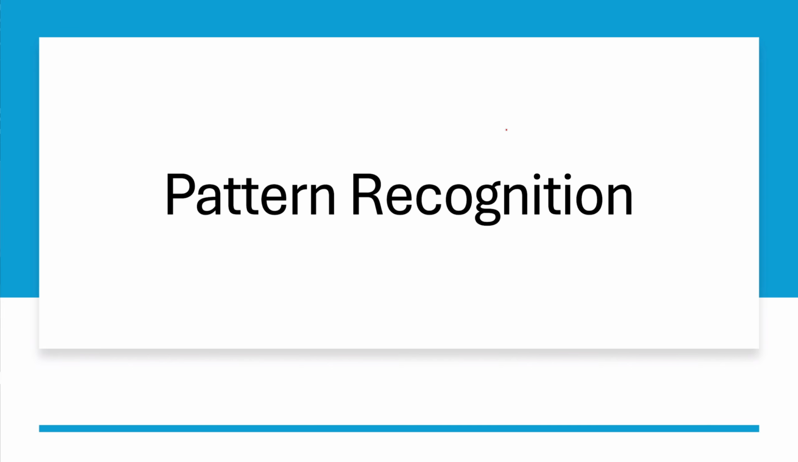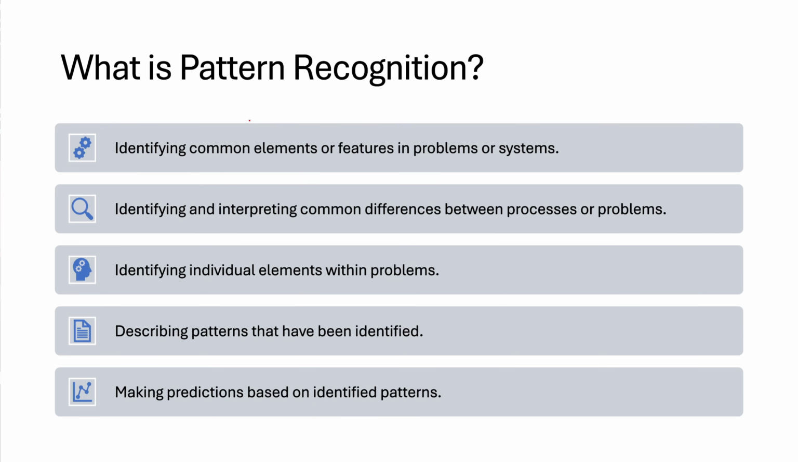Next, we have pattern recognition. So what is pattern recognition? Identifying common elements or features in problems or systems, identifying and interpreting common differences between processes or problems, identifying individual elements within problems, or describing patterns that have been identified, making predictions based on identified patterns. Again, all means exactly the same thing, trying to give you different definitions to try and explain exactly what this is.